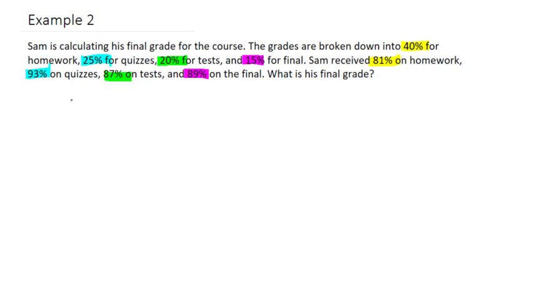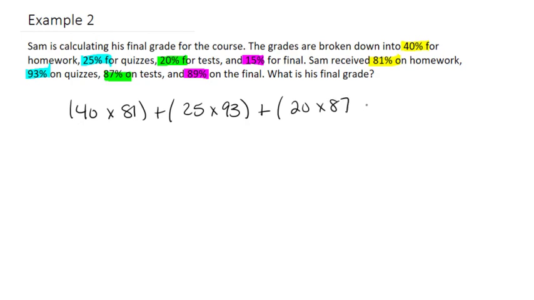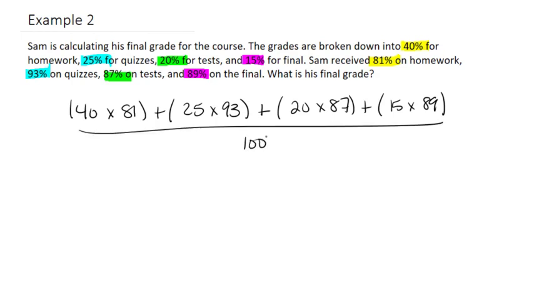So we have 40 times 81 plus 25 times 93 plus 20 times 87 plus 15 times 89. And this is all over 100 because it's a grade. If you weren't sure, what you do is add up these weights to give you the 100. In case you're not calculating a grade, it's not over 100. Okay, so now let's go ahead and calculate all this out.